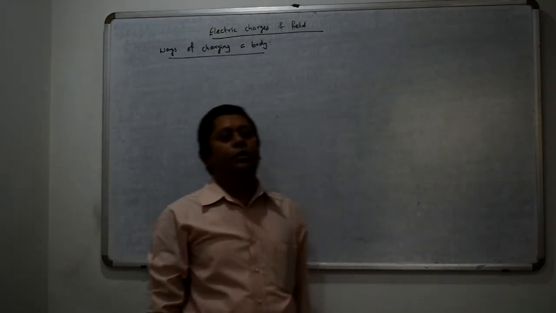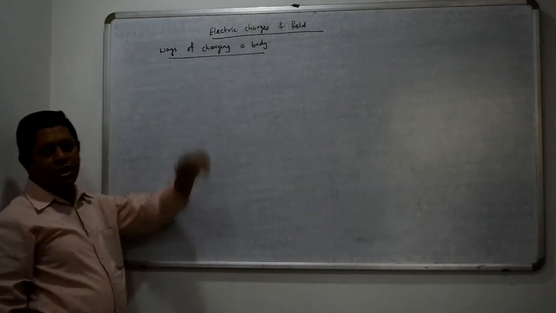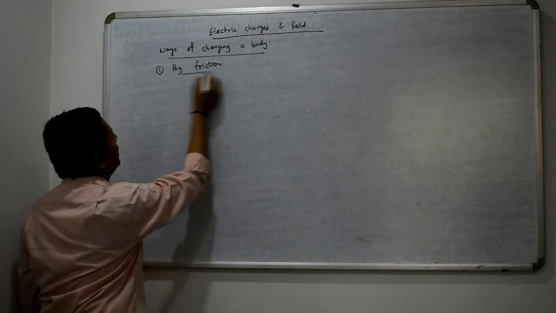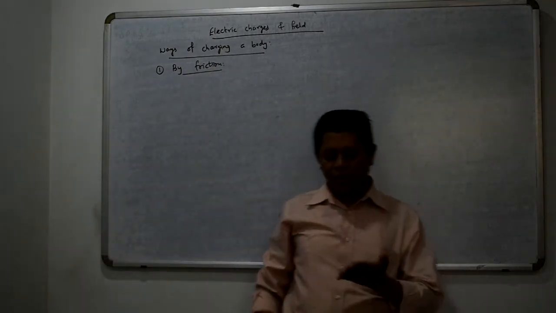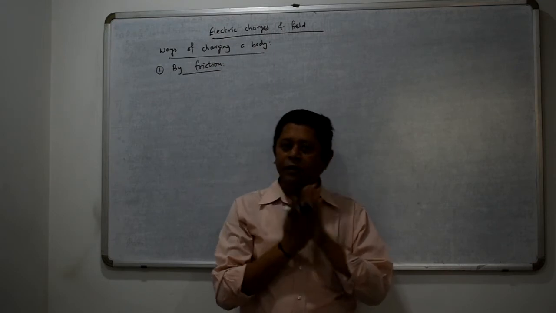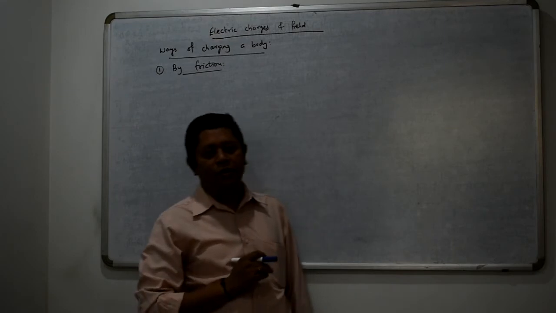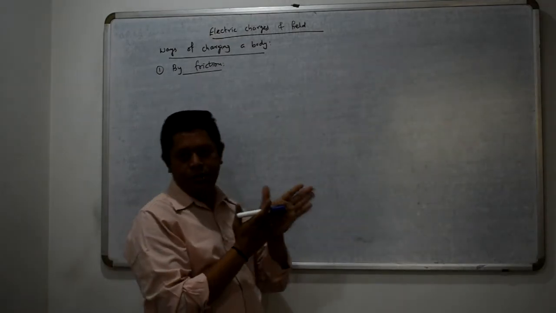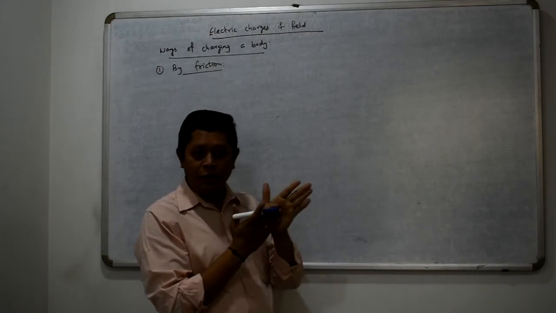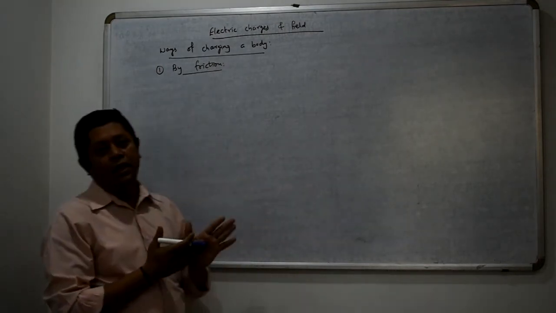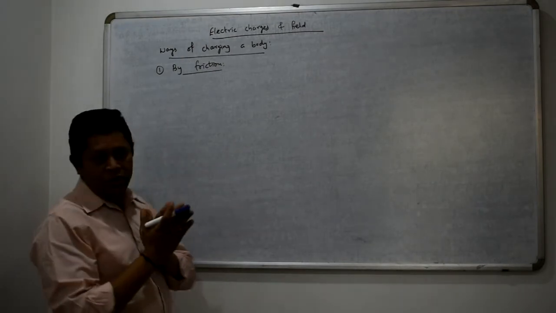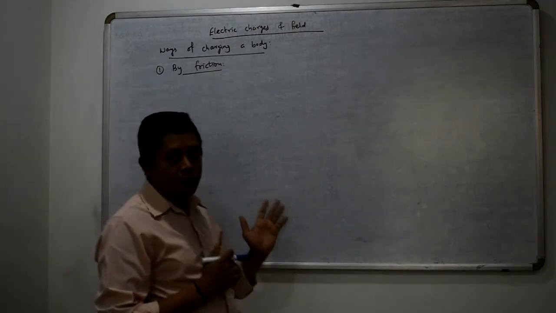So let us see how we can charge a neutral body. There are various ways of charging a body. One is by friction. In 11th class you studied about friction, when two bodies are in contact motion. If you have two different bodies, then a friction force acts between them. In this process the energy which is generated, the kinetic energy of the body, is converted to heat energy. The electrons of that body can gain this energy and become free. So there can be transfer of electrons from one body to another.